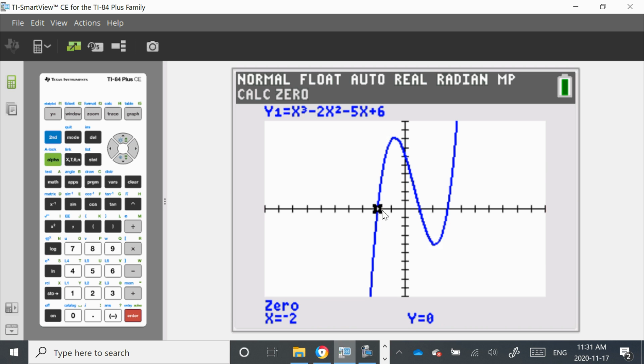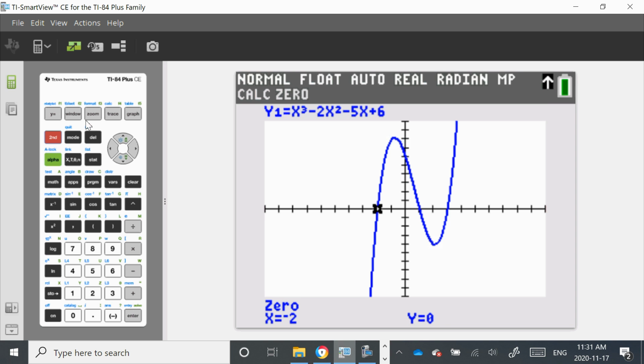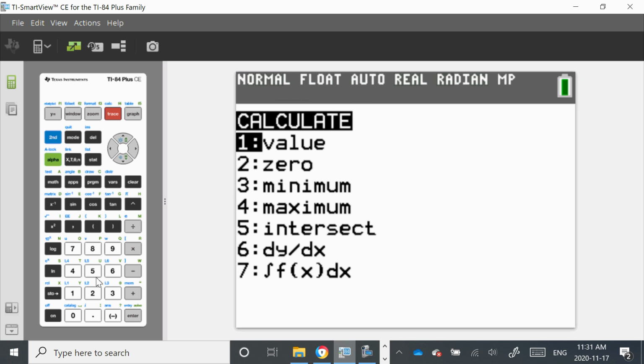So just to double check that you understand that, you can pause the video if you need, but I want you to find this 0 here. So second function, calculate number 2.